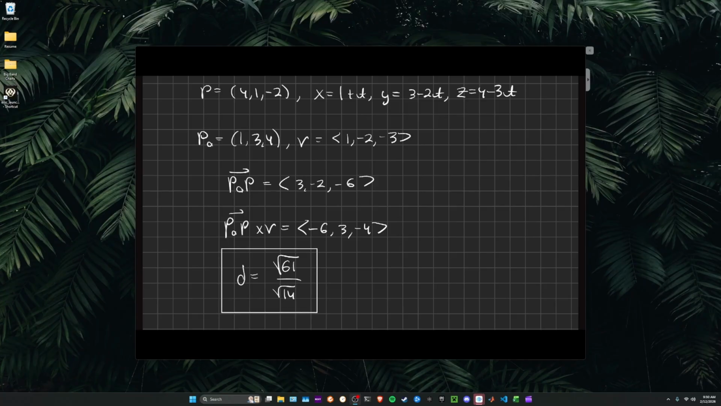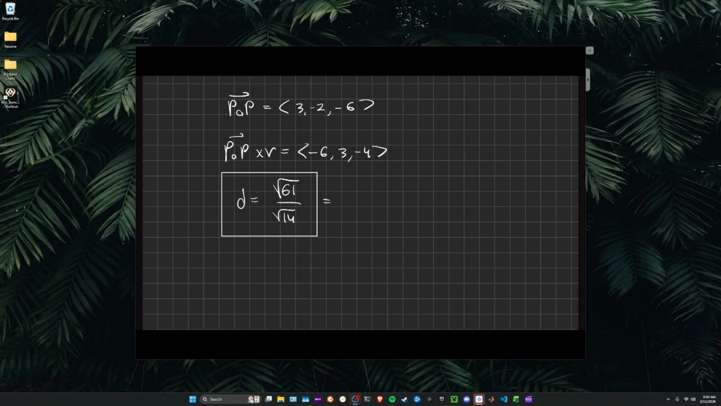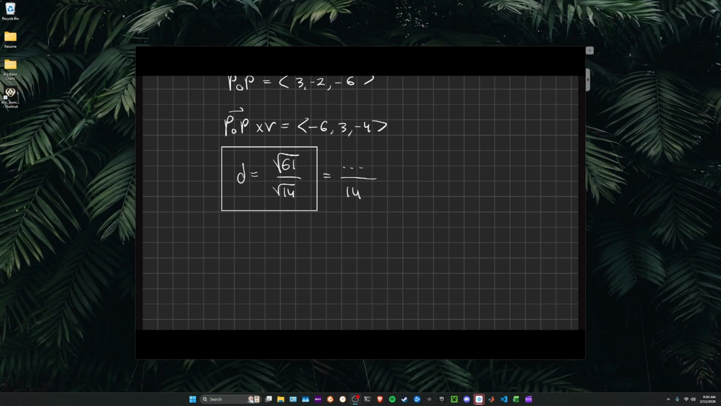I think you could simplify that. You could probably rewrite it as something over 14. I don't know what that something would be though. Actually, let's just do it. Oh, I see. Yeah. So this would be the square root of 854. Either one is fine. Okay.